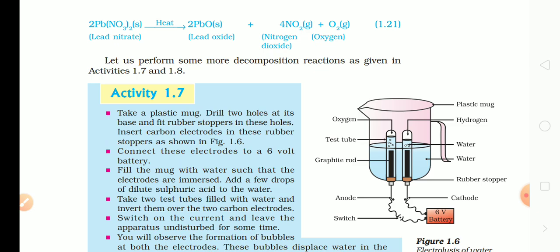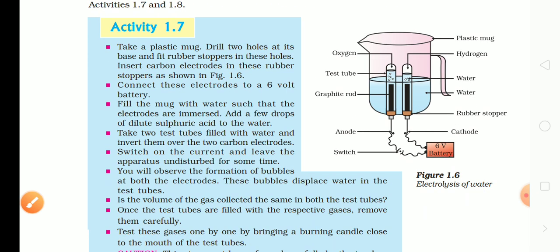Take a plastic mug, drill 2 holes at its base and fit rubber stoppers in these holes in order to avoid leakage of water. Insert carbon electrodes, which are graphite, in these rubber stoppers as shown in figure 1.6. Connect these electrodes to a 6-volt battery. Fill the mug with water such that the electrodes are immersed. Add a few drops of dilute sulfuric acid to the water. I will tell you the use of that sulfuric acid, or why we need to add it.